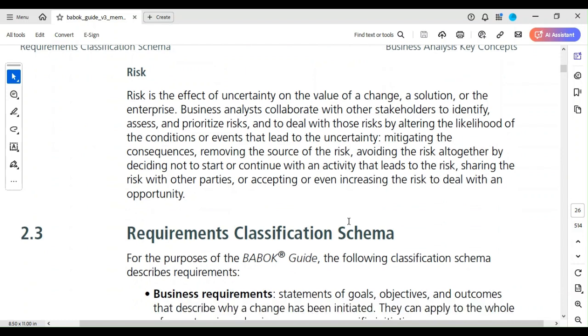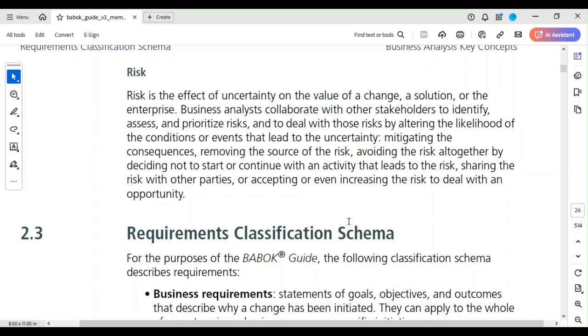Risk. Risk is the effect of uncertainty on the value of a change, a solution, or the enterprise. So whenever you hear risk, you know that it is the uncertainty. It hasn't happened, but it's uncertain. The effect of the uncertainty is on the value, if something happens, we don't really know. Business analysts collaborate with other stakeholders to identify, assess, and prioritize risk.